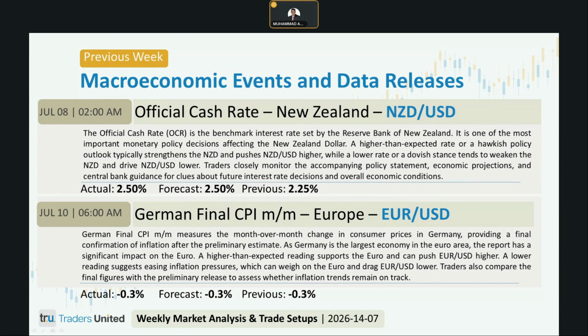Germany is the largest economy in the euro area. As a result, this report has a strong influence on the euro and European Central Bank policy expectations. A higher than expected reading usually strengthens the euro and pushes euro USD higher. A lower reading may weaken the euro and send euro USD lower. Now, the event details. The German final CPI month over month in Europe. The previous number was minus 0.3%. Forecast is also minus 0.3%, and the actual number we got is also minus 0.3%.